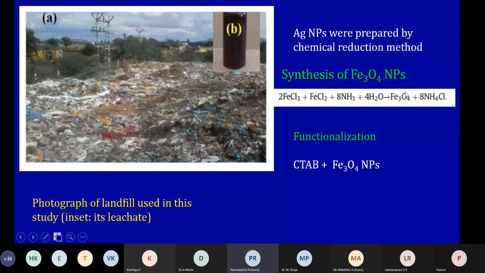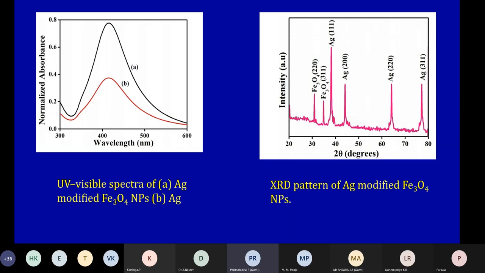Okay, this iron oxide is again functionalized with this Au nanoparticle and CTAB. CTAB is a functionalization agent. Using these chemicals, we functionalized the Fe3O4 nanoparticle, and we prepared silver iron oxide nanoparticle. First, we confirm the formation of silver and silver Fe3O4 using this absorption spectra.